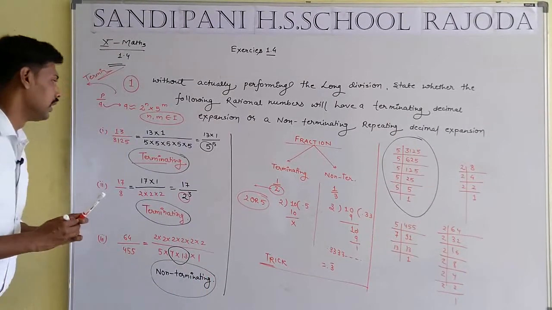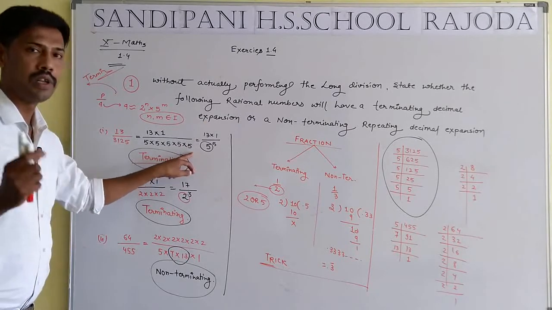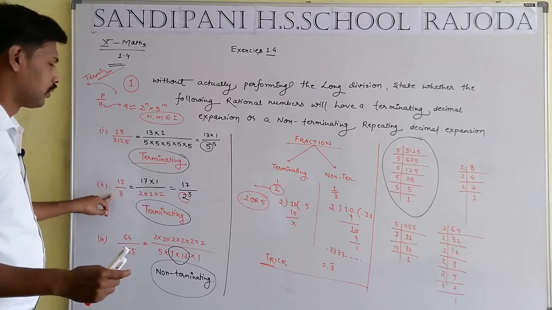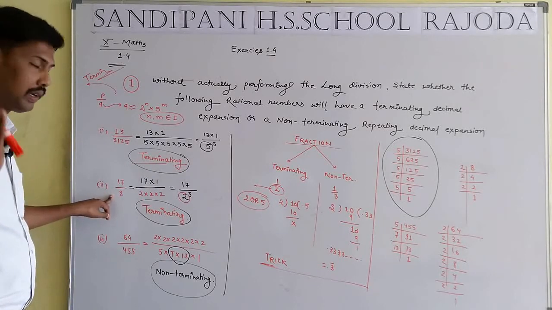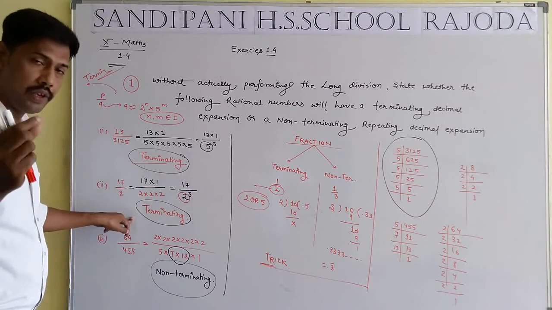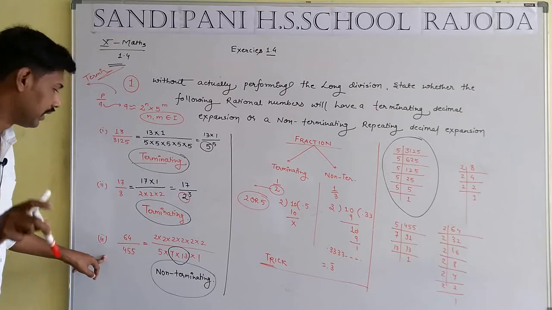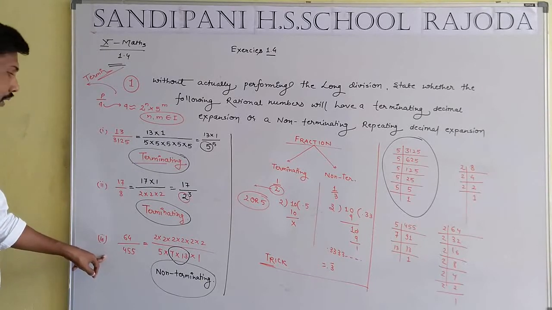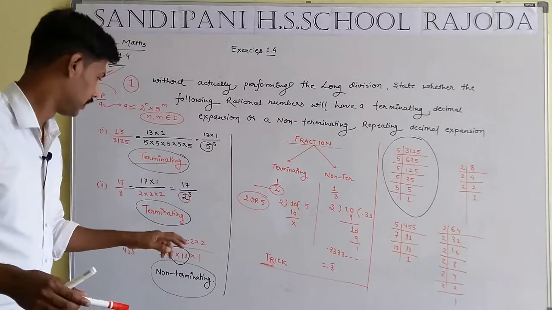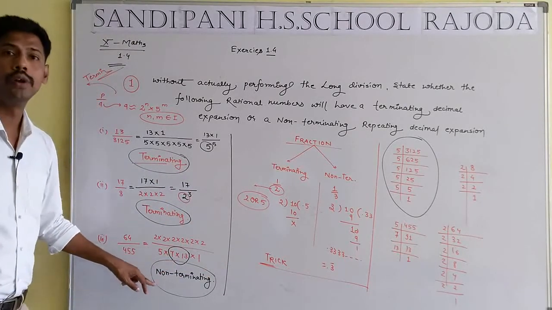In the case of question number first, we are getting the factors of the denominator in the form of 5, so it is known as terminating. In question number second, the factors of the denominator are in the form of 2, so we get the required answer in the form of terminating. But in the case of the third, we are getting the factors of the denominator in a form apart from 2 and 5, just as 7 and 13, so non-terminating.